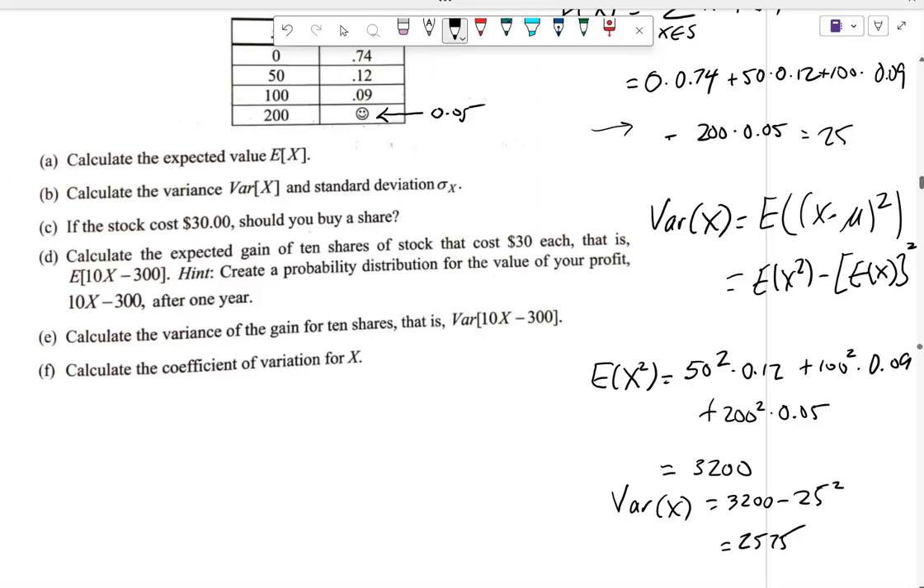All right, so part C is basically a concept question. If you expect the value of the stock to be worth $25 at the end of 1 year, and it currently costs $30, should you buy it? No. Because what should you expect to lose? $5, right? If it costs 30 and you expect it to be down on average to 25, you're going to lose money, so you wouldn't buy it.